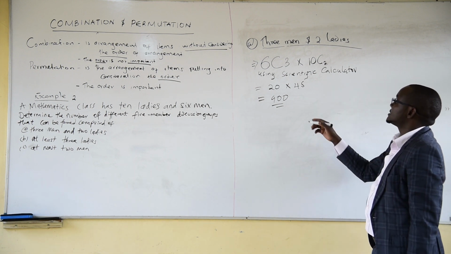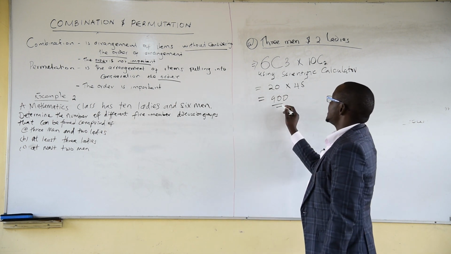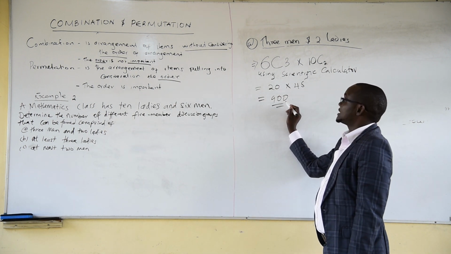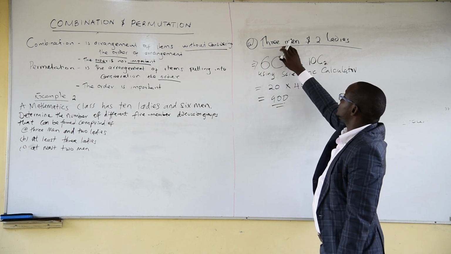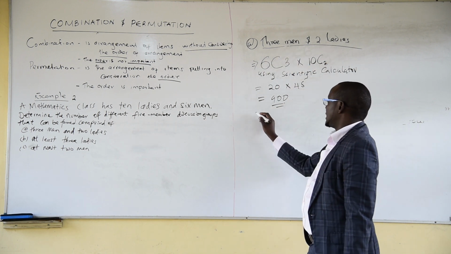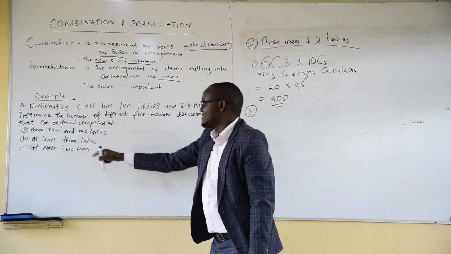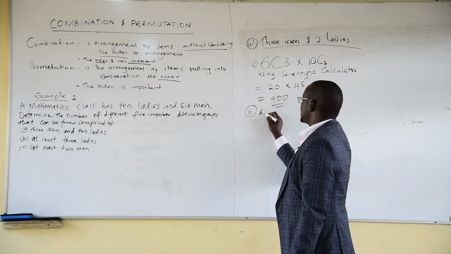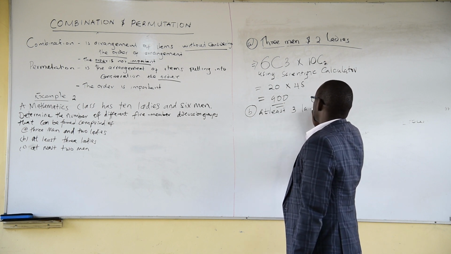So this means there are 900 possible groups that can be formed that comprise 3 men and 2 ladies. I can do B. For B, we are told at least 3 ladies.